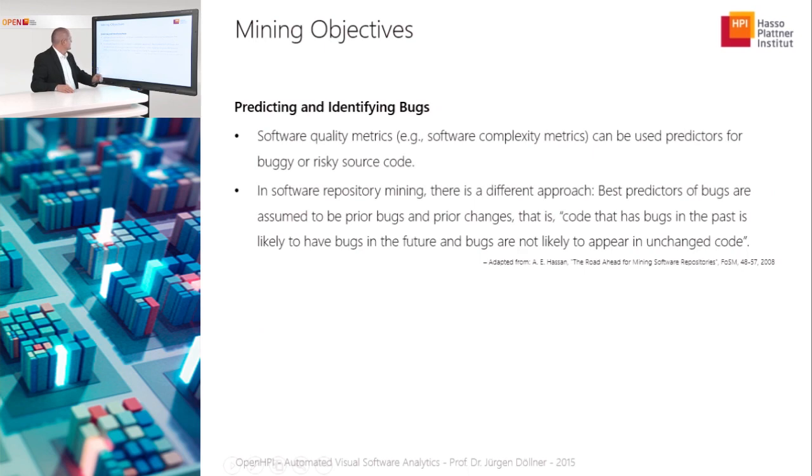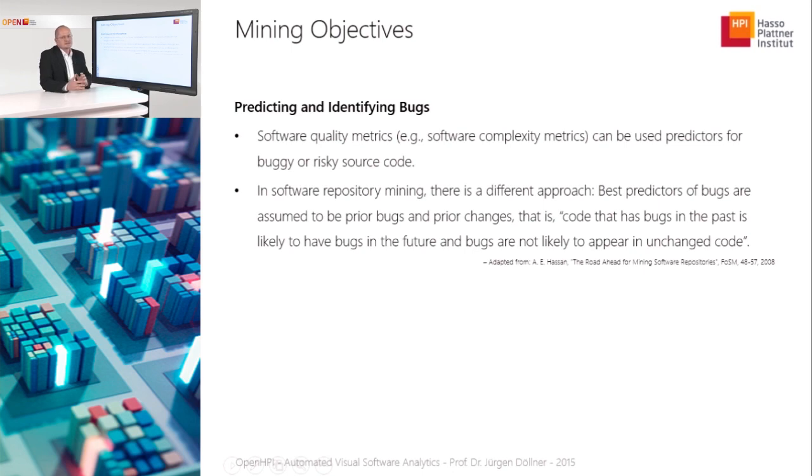Another objective is to predict and identify bugs. Software quality metrics, for example, software complexity metrics, can be used as predictors for buggy or risky source code. In software repository mining, there's a different approach. Best predictors of bugs are assumed to be prior bugs and prior changes. That is, code that had bugs in the past is likely to have bugs in the future, and bugs are not likely to appear in unchanged code.